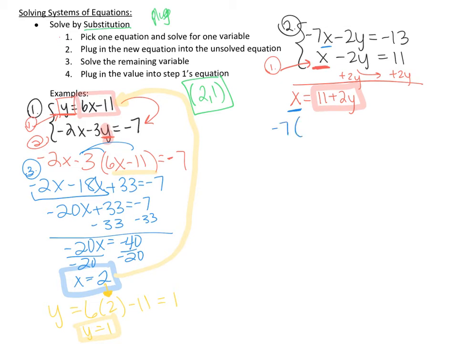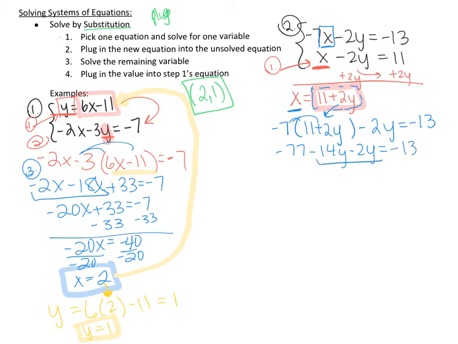-7, instead of the x, I'm going to plug in 11 plus 2y. Then I'm going to say minus my 2y equals my -13. So all I did was replace just this x with this entire equation here, okay? So now we're going to solve this equation. I'm going to distribute, so I get -77 minus 14y minus 2y equals -13.